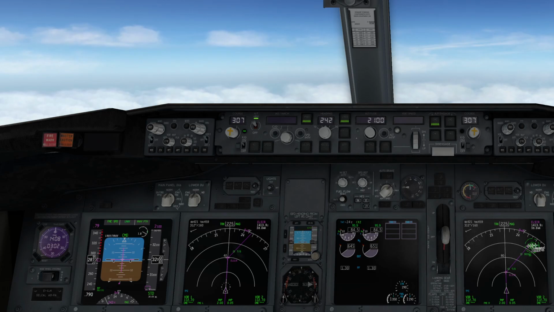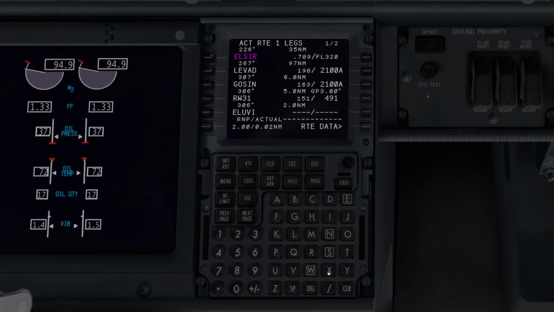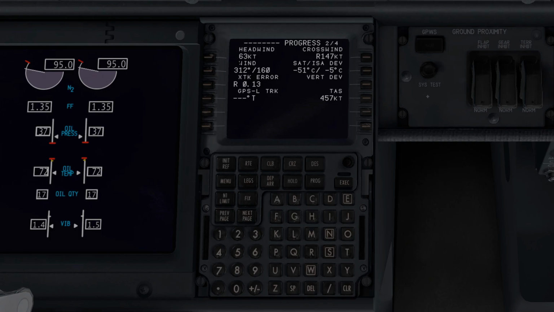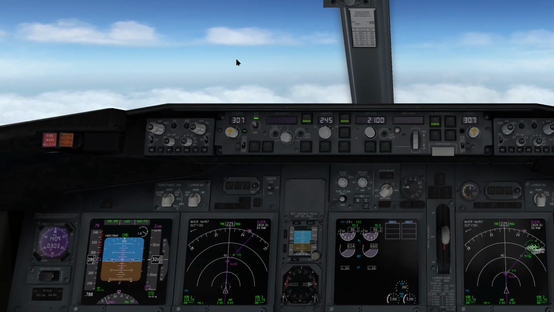Elsir, 39 nautical miles. And the wind is still very heavy, 160 knots. So if we take the headwind component, that's a 63 headwind and 147 crosswind from the right.